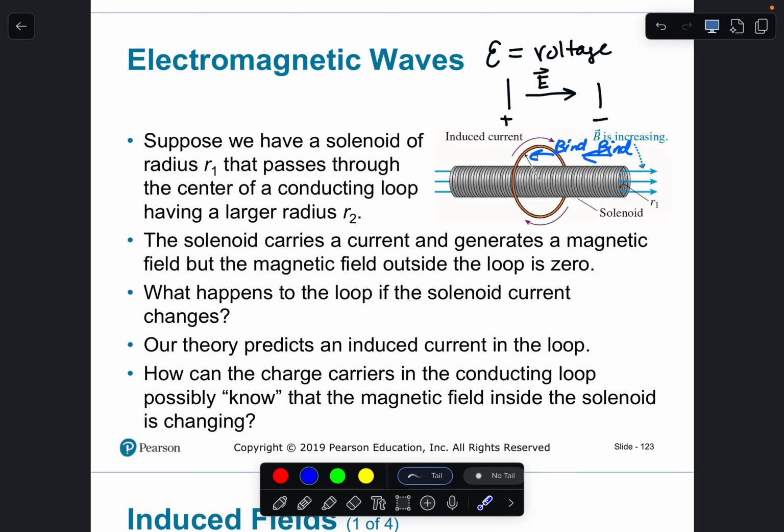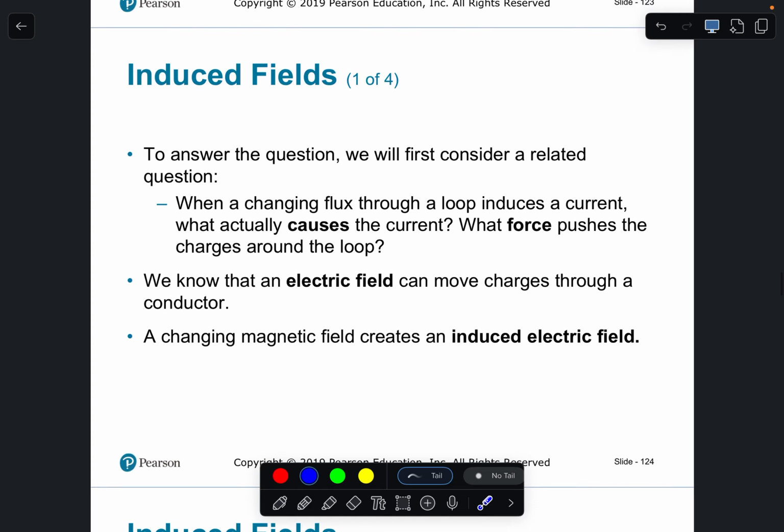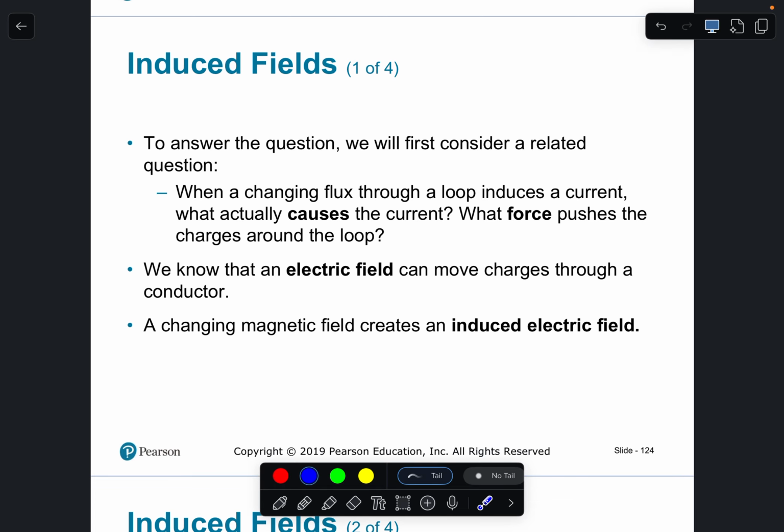And so what's happening here is the changing B field, the changing flux, is producing a current, but what actually causes that current? What force pushes those charges around the loop? It's the electric field. So a changing magnetic field creates, in essence, an induced electric field. Sure, the current is a result, right? It's a result of the electric field being created. And so that's how we're connecting this to E fields and B fields.